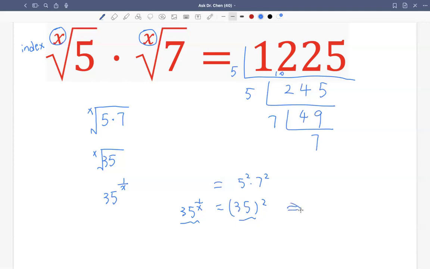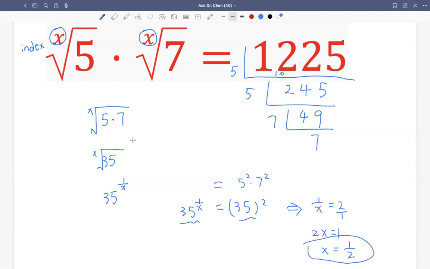So it can be concluded the exponent has to be the same. 1 over x equals 2. So then we can do cross multiplication. We get 2x equals 1, which means x equals half. Yeah, x equals half.